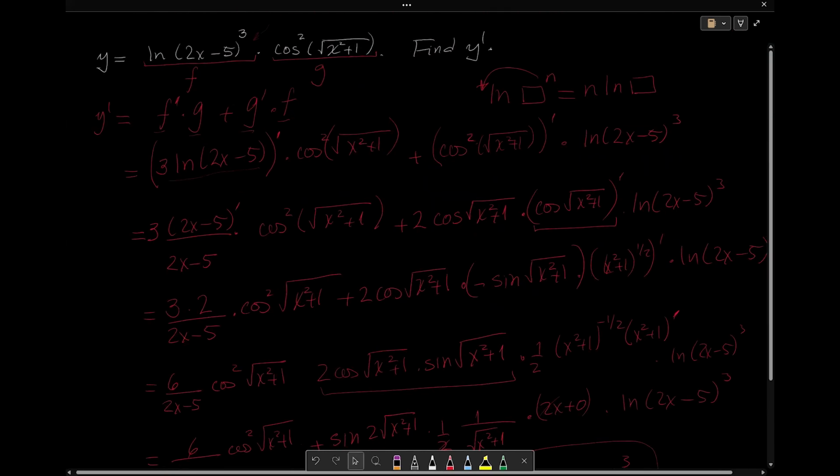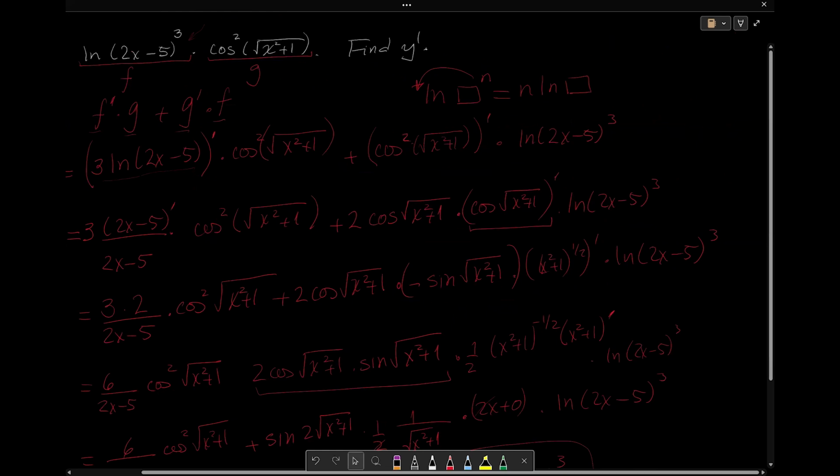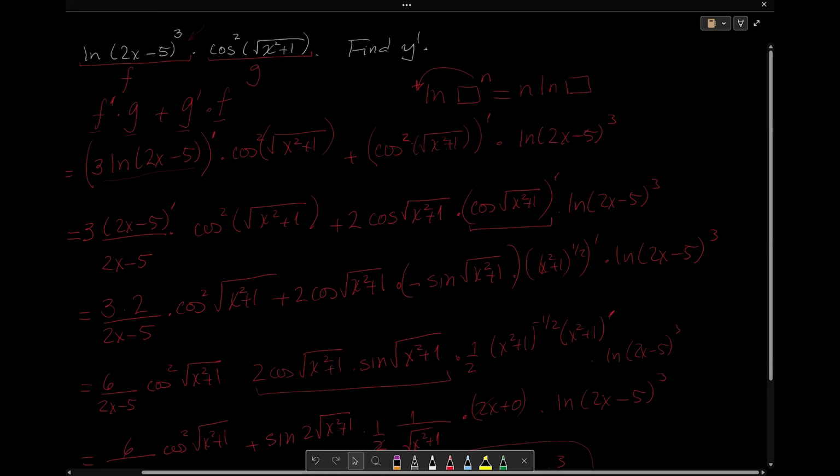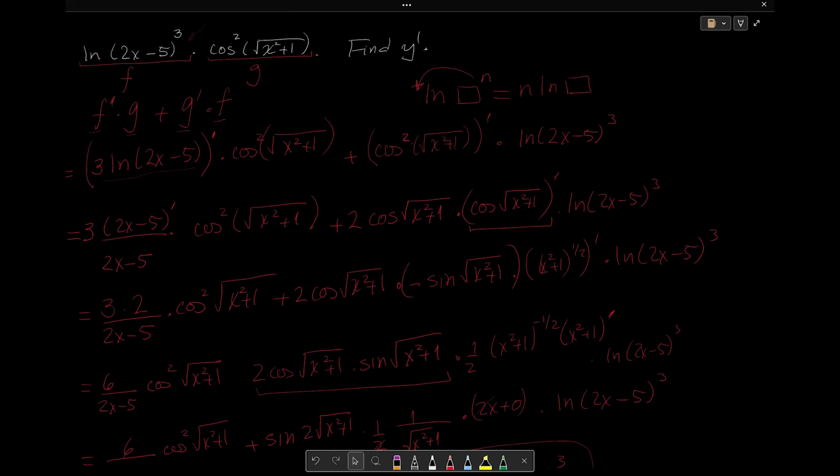This one right here. So this was g. G was cosine squared of x squared plus 1, the square root of x squared plus 1. So when it's time to take g prime right here, yeah, it is a cosine, but the first thing that should come to mind, I have something to a power. It is a power rule. So you got to apply the power rule.